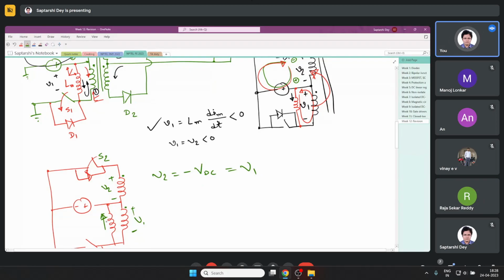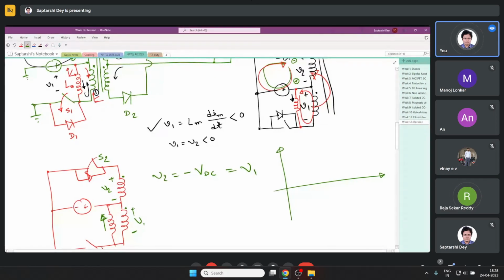So if V1 is minus VDC, that means it is now forcing the current in the magnetizing inductors in this fashion. Previously it was downwards, now it is upward. So if you look at the magnetizing current of this push pull converter, it will be like this.